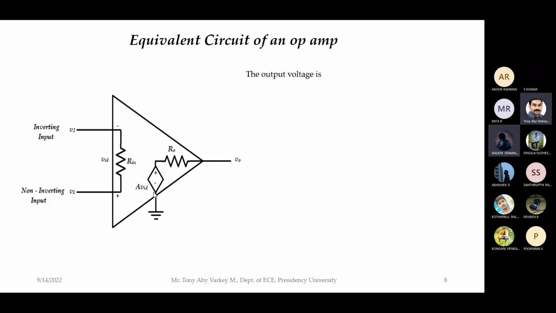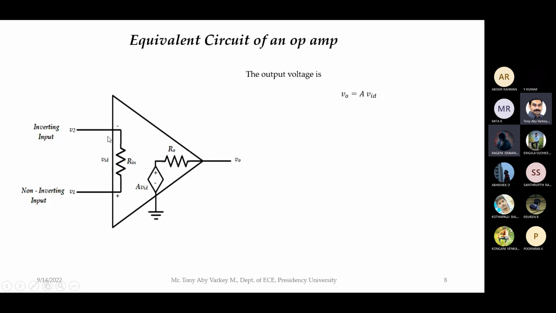So what is the output voltage? Output voltage is the voltage at this point with respect to ground. So it will be AVID, because the voltage at this point with respect to this point is AVID. If you start from here, there is no current because it is open, so there is no voltage drop across R0. The only thing there is this voltage source, so the output will be plus AVID.